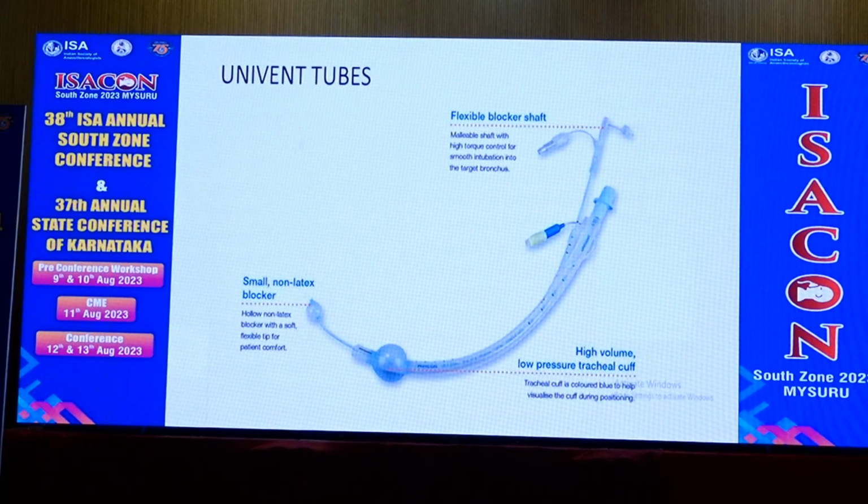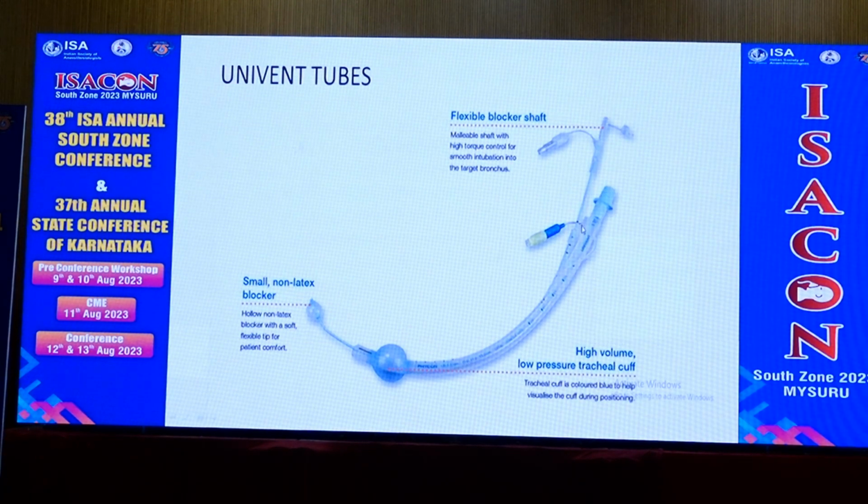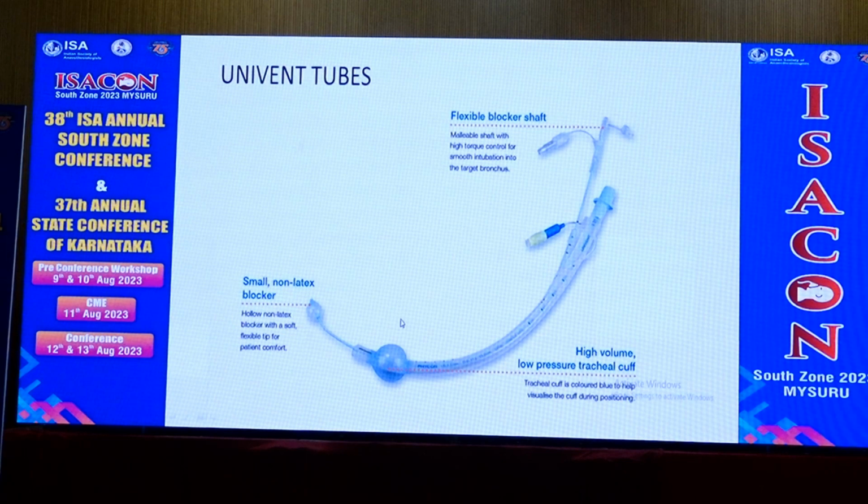The other type of tubes which we can use are univent tubes, where there is a provision of a small lumen through which we can use bronchial blockers. Thereby we can insert the bronchial blockers into a proper place where one lobe can be blocked and collapsed, or the total lung can be blocked and collapsed. Here the lumen of the univent tube opens in the trachea rather than in the bronchus.